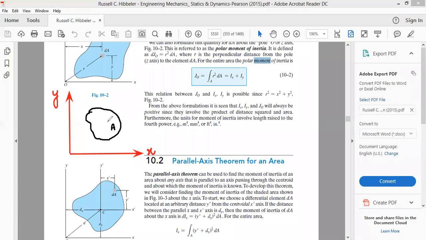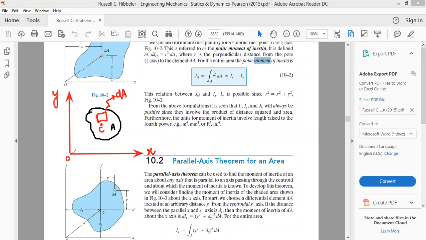Now the procedure is, first of all we have to locate a small area element. Let's suppose the area element has area dA, and this area element is at a distance x. This area that we have selected will have its own centroid somewhere. Let's suppose this is the centroid, what we call centroid C.